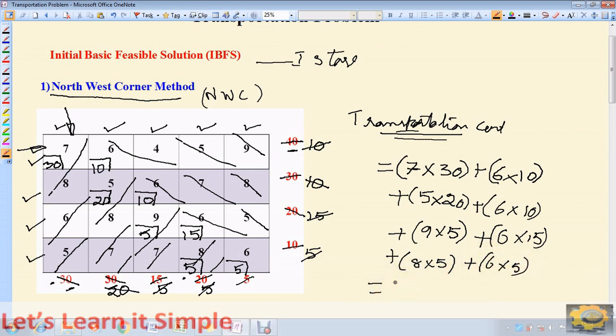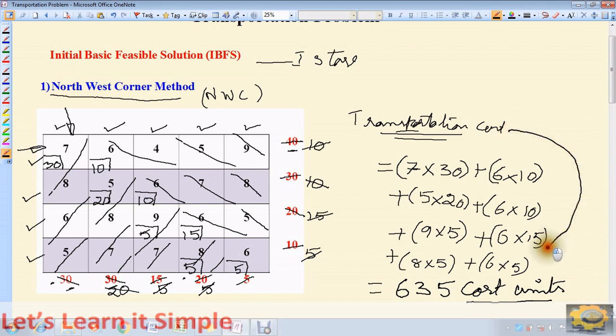Now you have to add these and get the total transportation cost as 635 cost units. What is the meaning of cost units? If the cell value indicates 1 rupee, then this will be 635 rupees. If the cell value indicates thousands of rupees, then this will be 635 thousand rupees. In that way, we can say the transportation cost by the northwest corner method is 635 cost units.